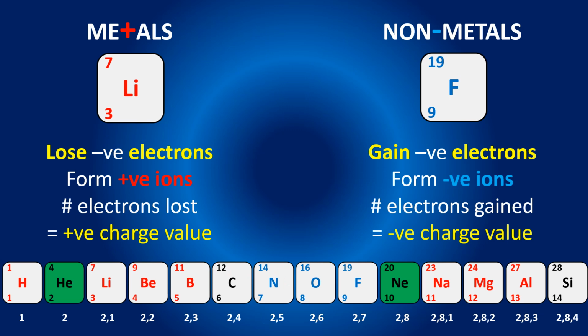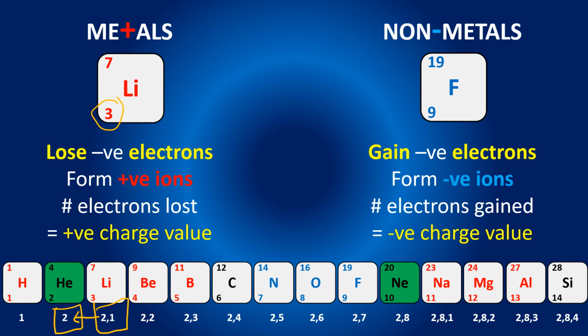So if we look here at lithium, lithium is atomic number 3. We can highlight it down the bottom here. It's got atomic number 3, so therefore 3 positive protons, 3 negative electrons. Those negative electrons are put in the shells, 2 in the first, 1 in the second. It wants to be like helium. So how does lithium get to be like helium? It will lose 1 electron, so it goes from 2,1 to 2.